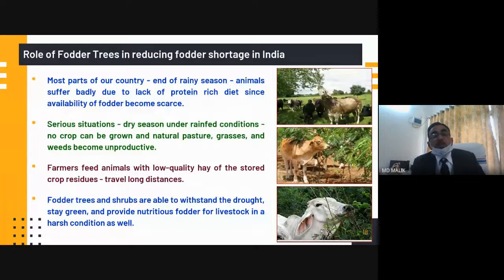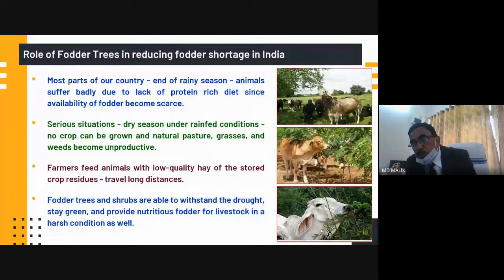So if large-scale plantation of these fodder trees is encouraged by the extension workers, shrubs are also definitely able to withstand the drought, stay green, and provide nutritious fodder for livestock in harsh conditions as well. So we have to think about these things: how to withstand adverse situations like drought, and at that time how we can maintain nutritious fodder for the livestock.